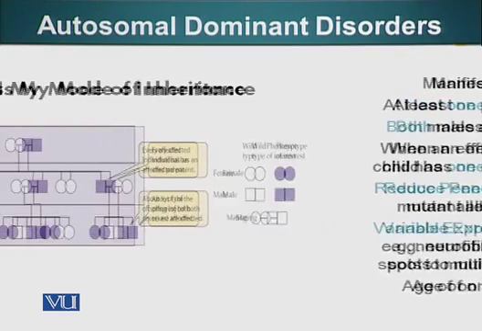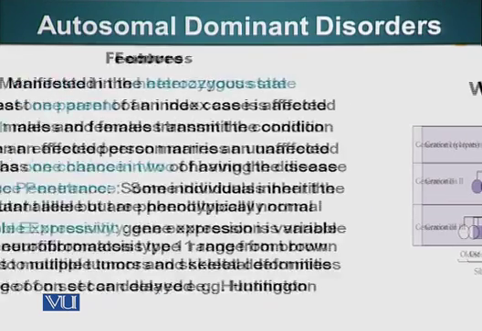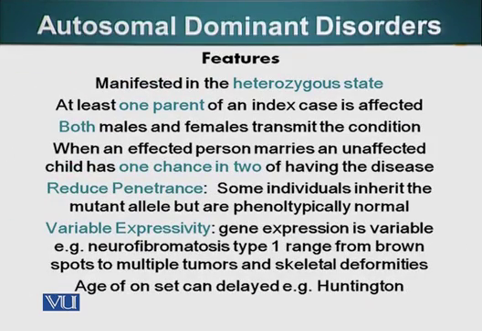I will show you the previous slide. Here is our previous slide. You can see at least one parent is affected, and both males and females can transmit the condition. I showed you that in the previous slide; you can look at it there at your leisure. When an affected person marries an unaffected person, the probability of having a child with that disease is at minimum 1 in 2, a 50% chance.